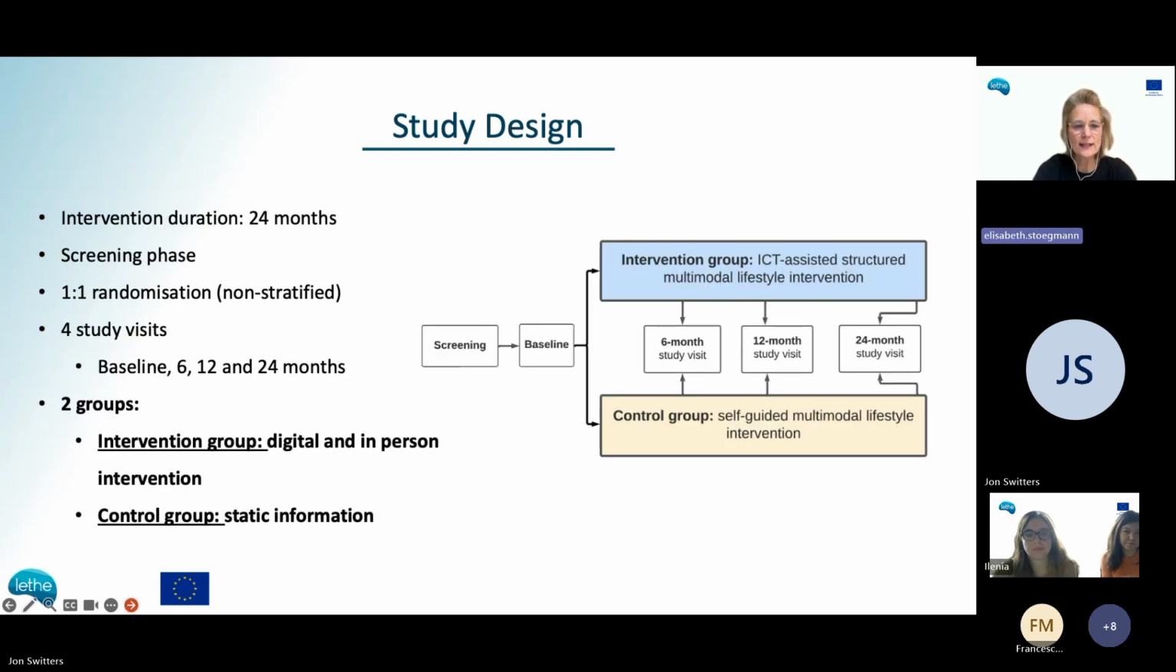The intervention duration was 24 months. We had a screening phase. After that, we randomized, non-stratified, to an intervention group and to a control group. We had 4 study sites at baseline and at 6, 12, and 24 months. We additionally collected data through the Lethe app, actively through questionnaires, but also passively through the monitoring of Lethe app functions. The 2 groups were an intervention group, which received a digital and an in-person intervention, whereas the control group only received static information about lifestyle.